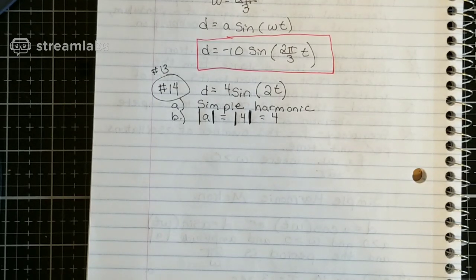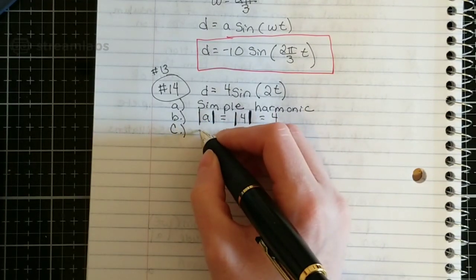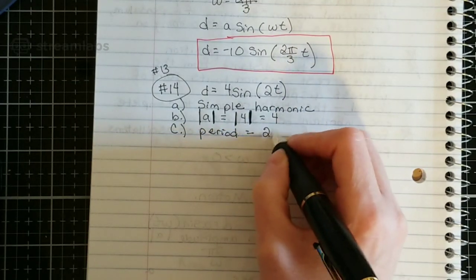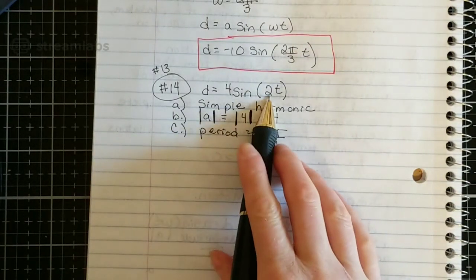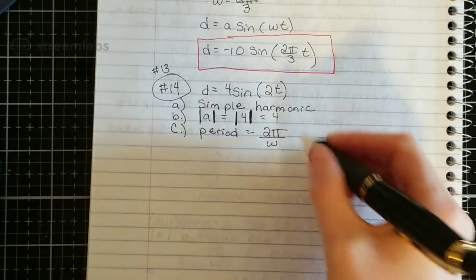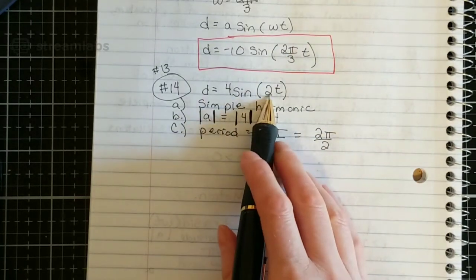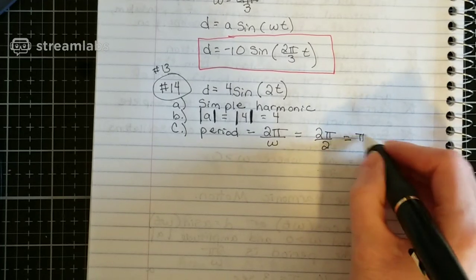Okay, question C. What is the time required for one oscillation? So for one oscillation, what they're saying is time is the period. So they're asking for the period. Okay, so your equation is 2 pi over the W. Well, your W is right there. So this is going to be 2 pi over 2, because remember, that's W right there. The two 2's are going to cancel, leaving you with just pi.